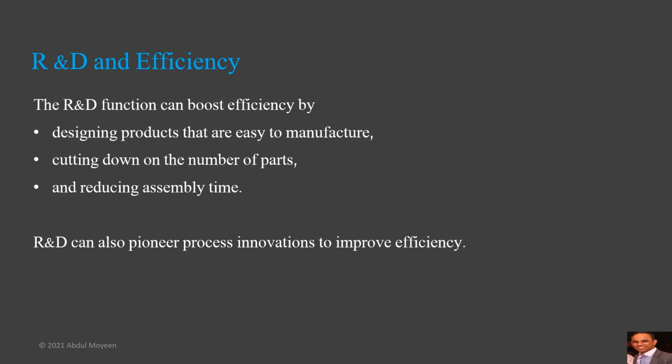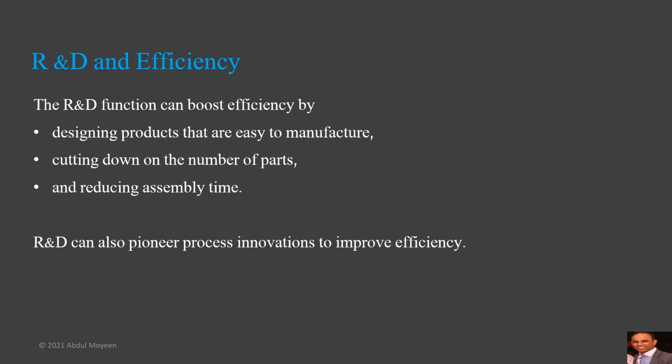The research and development function can help a company achieve greater efficiency and a lower cost structure in two principal ways. First, it can boost efficiency by product innovation, that is, they can design products that are easy to manufacture. They can also cut down on the number of parts that make up a product. This is how the research and development function can dramatically decrease the required assembly line, which results in higher employee productivity, lower costs, and higher profitability.